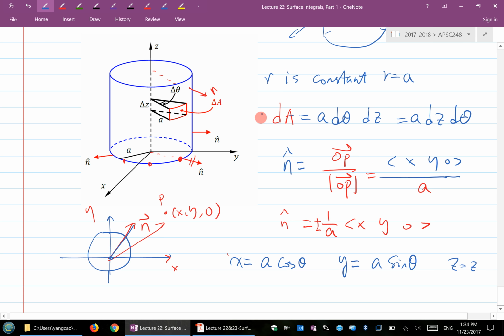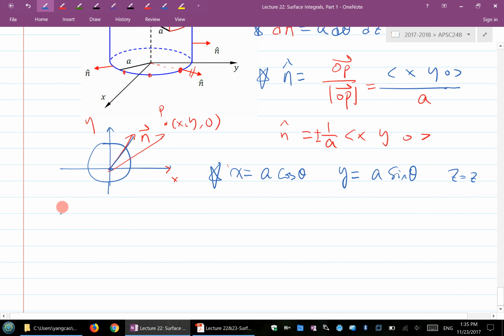There you go. So basically all you need is these three lines of information here. You will have this in your formula sheet. The formula sheet is uploaded with everything I have written so far for the surface integral. You will have that as a collection in the formula sheet.